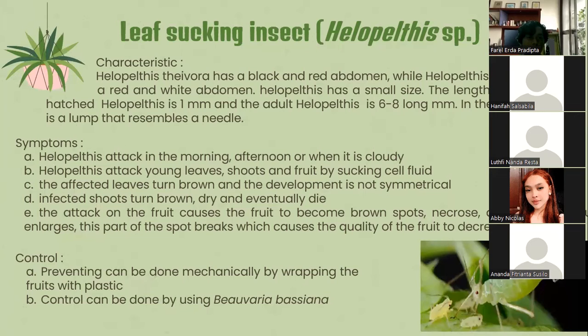Symptoms: first, they attack in the morning, afternoon, or when it is cloudy. Secondly, they attack young leaves, shoots, and fruit by sucking sap. Third, the leaves turn brown and development is not symmetrical. Fourth, infected shoots turn brown, dry, and eventually die. Last, the attack on the fruit causes brown spots. And when the fruit enlarges, the spots quickly cause the quality of the fruit to decrease.